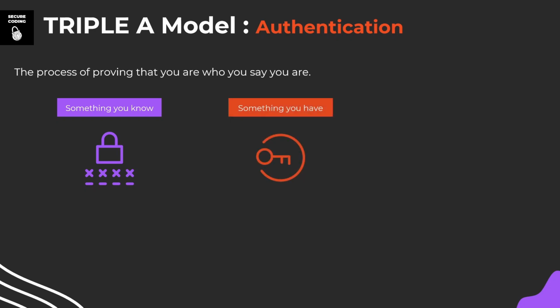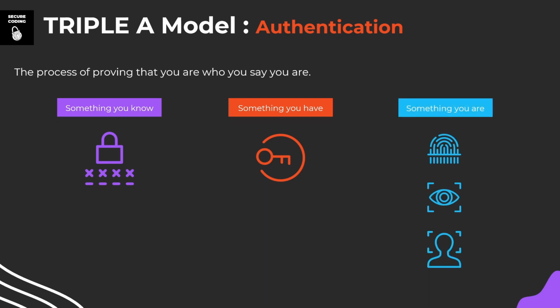Then there's something you have, and this could be a physical key, a smart card, a digital certificate, or even your phone. Something you can physically hold or digitally possess. And finally, there is something you are, and this refers to biometric data, like your fingerprints, face, or voice. You know, the things that are unique to you and you alone.